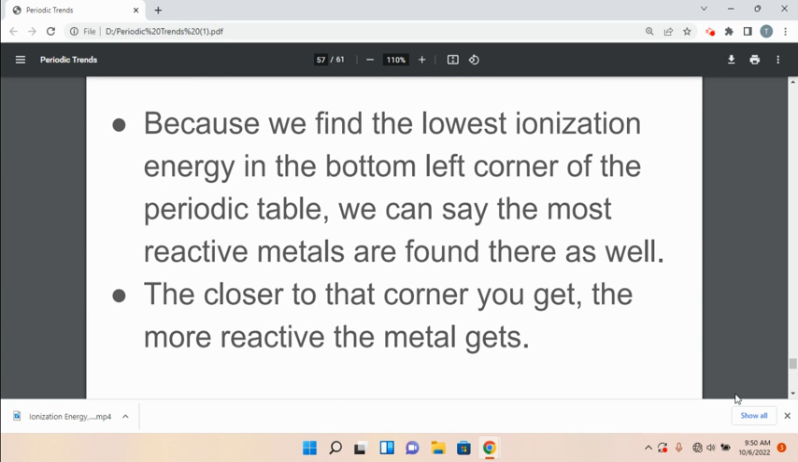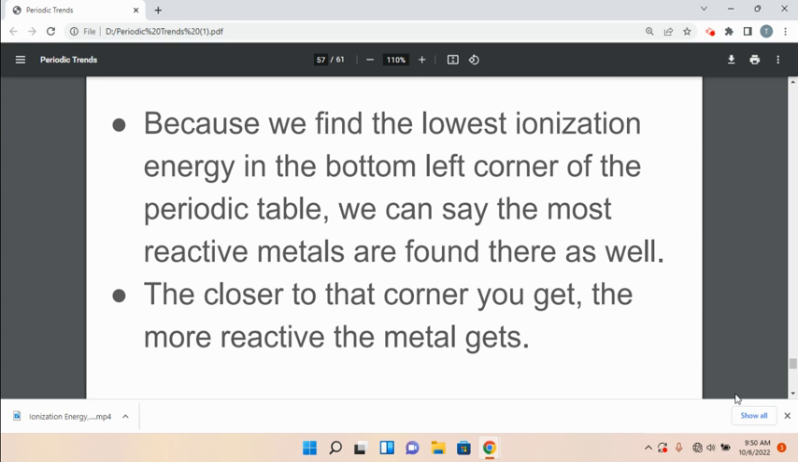Again, because we find the lowest ionization energy in the bottom left corner of the periodic table, we can say the most reactive metals are found there as well. The closer to that corner you get, the more reactive the metal gets. If you recall back to when we were talking about families, we talked about how vigorously these different families of metals react with water. We said group 1, the alkali metals, react vigorously with water. They'll catch fire, they'll explode.